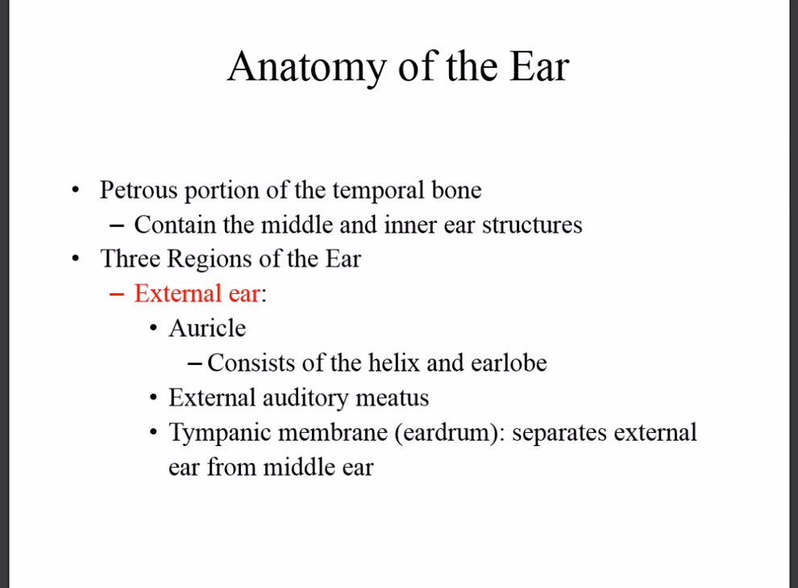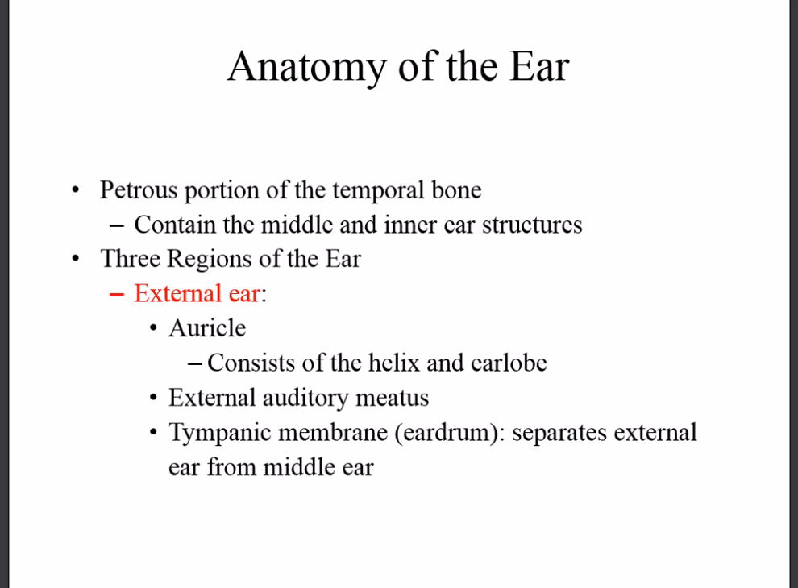We can divide the ear into three regions. The outer ear we're going to call the external ear. Then we'll take a look at the middle ear, also known as the tympanic cavity, and then we'll take a look at the inner ear. The outer ear consists of what we really can see from the outside predominantly.